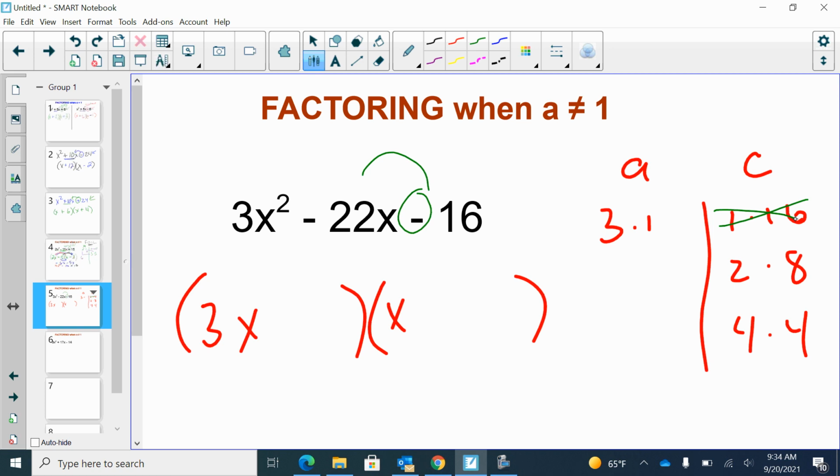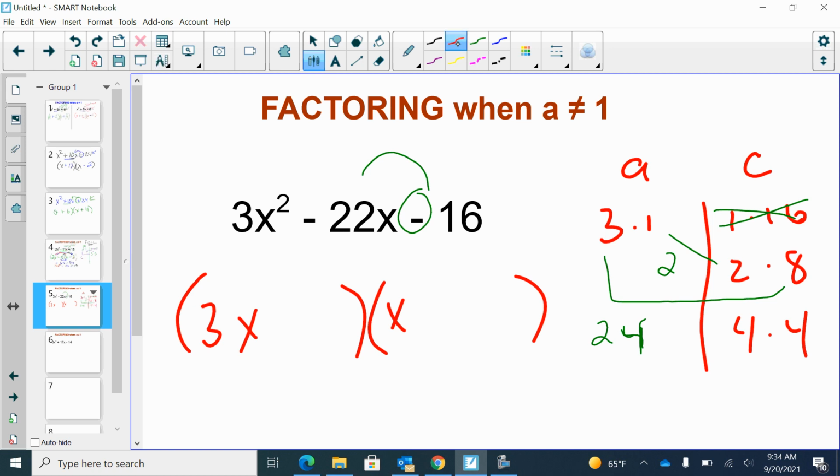3 times 2 is 6. Minus 1 times 8 is 2. That doesn't work. But wait a minute. 3 times 8 is 24. 1 times 2 is 2. Does that subtract to get 22? Yes, it does.